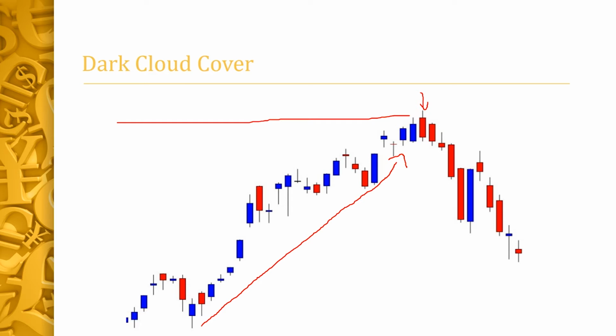And as you see, we had a gap open, the market gapped up, opened above the highs of the previous day, and traded a little bit higher, and then closed all the way down, almost 80-90% below the body of the previous candle. That is a very good dark cloud cover pattern. And as you see, the day after and the week after, price started heading down and reversed.